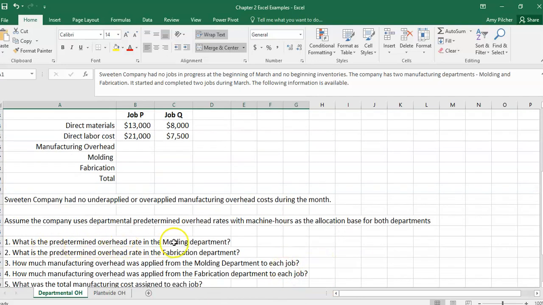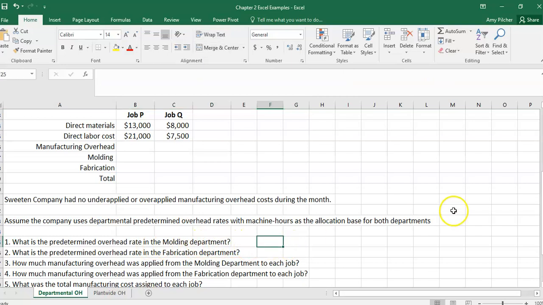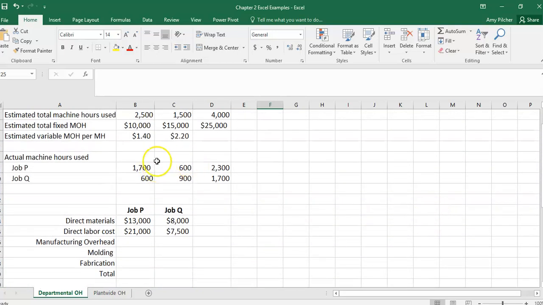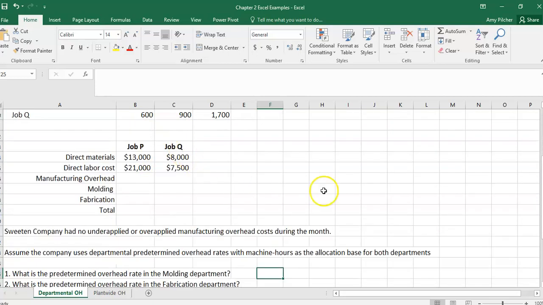We want to know, what is the predetermined overhead rate in the molding department? So remember, we have to go back to that overhead calculation. It almost always goes back to that linear equation, Y equals A plus BX, as it is in the textbook. We take our fixed cost of 10,000 plus $1.40 times 2,500 hours.